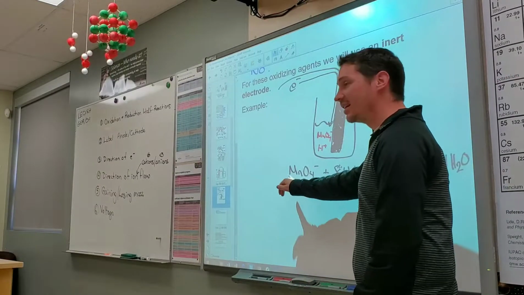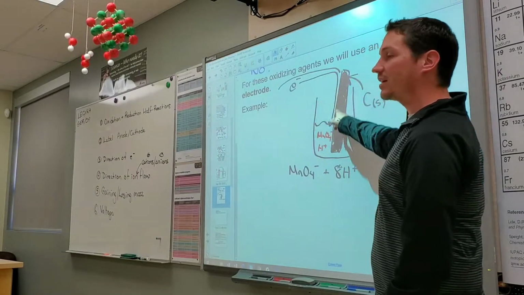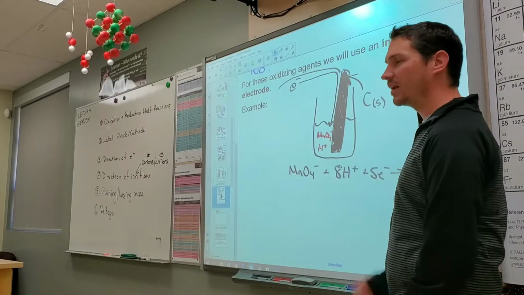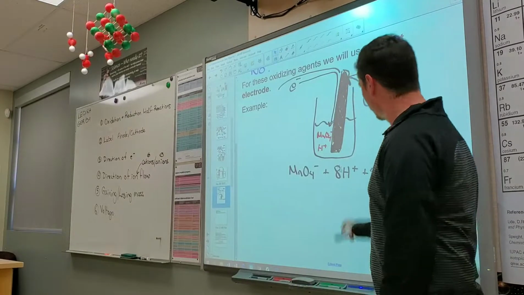So let's think about this. This reaction, because it's gaining electrons, what would it be, the cathode or the anode? Cathode.